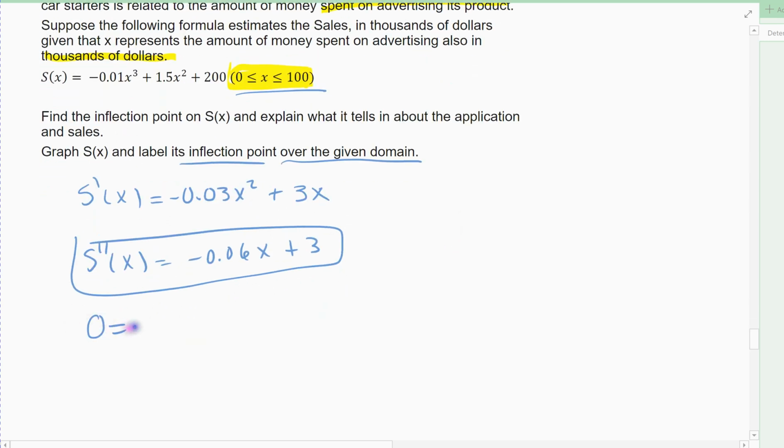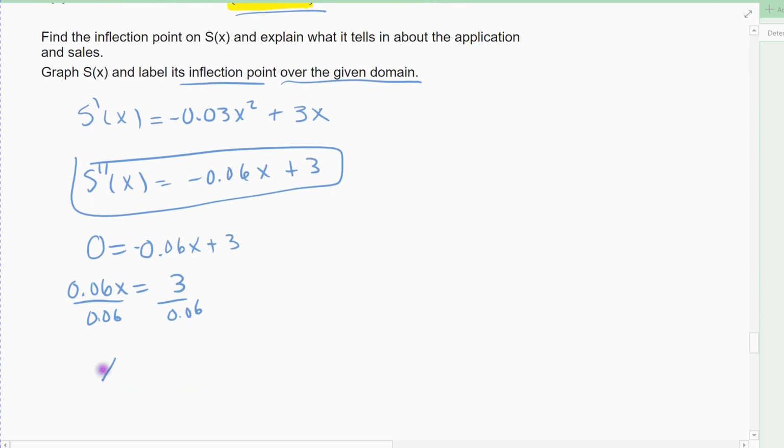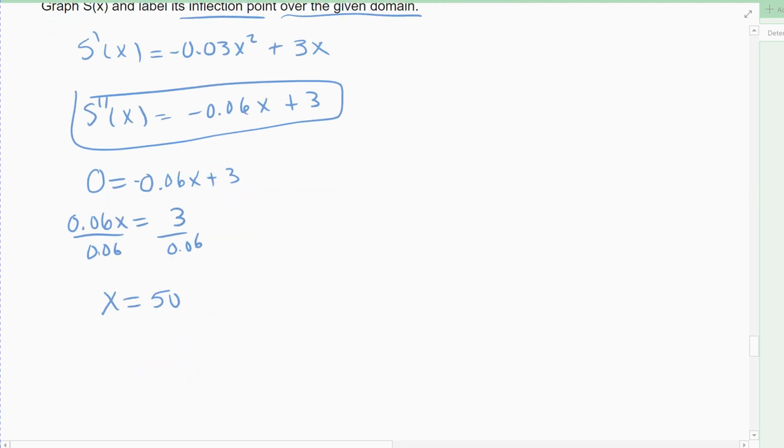Set it equal to 0, and that's a key step, so make sure you show it. Because the inflection points only occur at either where the derivative doesn't exist or is 0, and this derivative always exists, so it's the 0 case. Alright, then solve. This one's just solve for x, so I'm going to add the 0.06x to the other side, equals 3, divide by the 0.06. And so the inflection value is at 50. Right, the inflection point would be at 50.